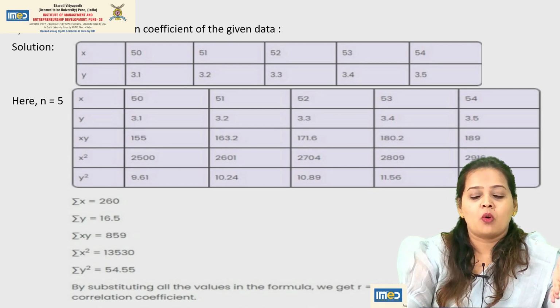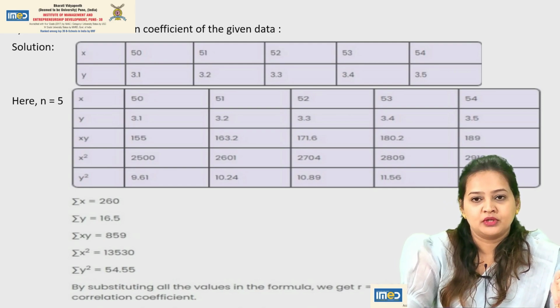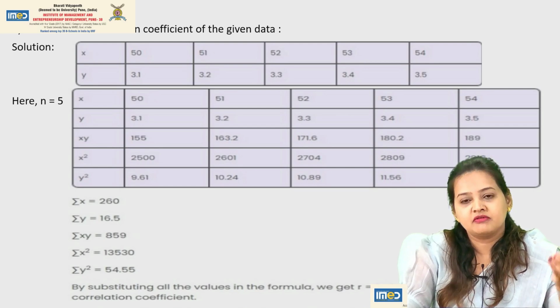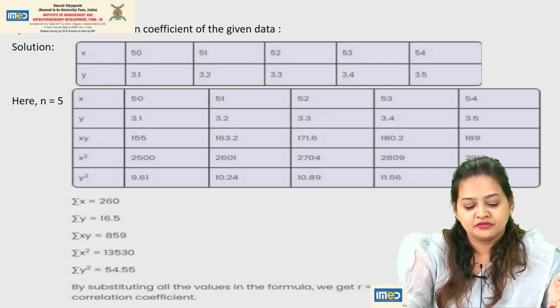Now that you have all the required constituents in the formula, you have to simply substitute all these values in the formula for Karl Pearson's coefficient of correlation. And after solving the formula, you get the answer as r is equal to 1.